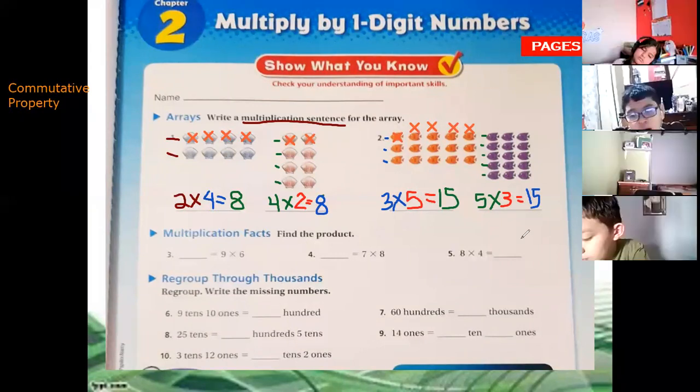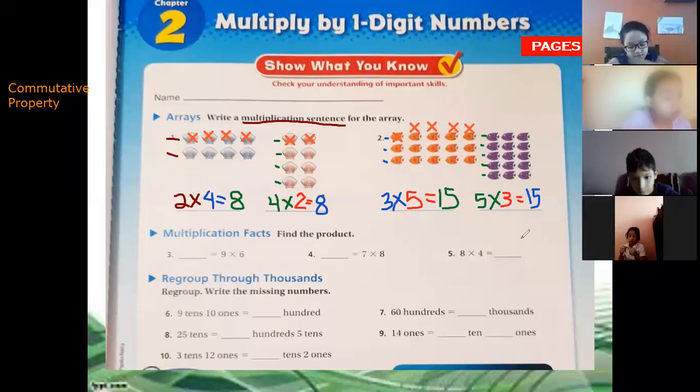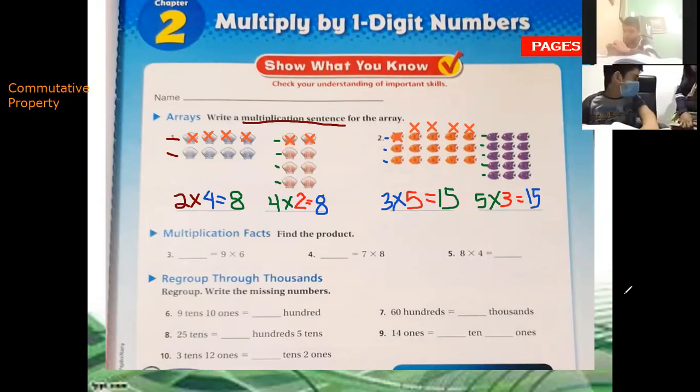Find the product. Another one. 9 times 6, 54.